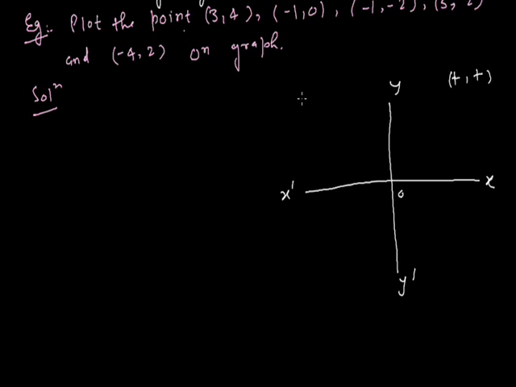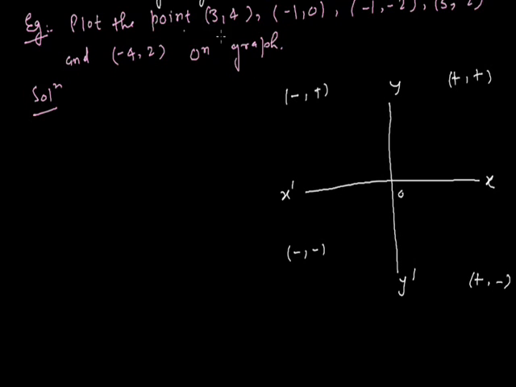Here the coordinate of x is negative and the coordinate of y is positive. In the third quadrant, both abscissa and ordinate are negative, and in the fourth quadrant, the abscissa is positive and the ordinate is negative.